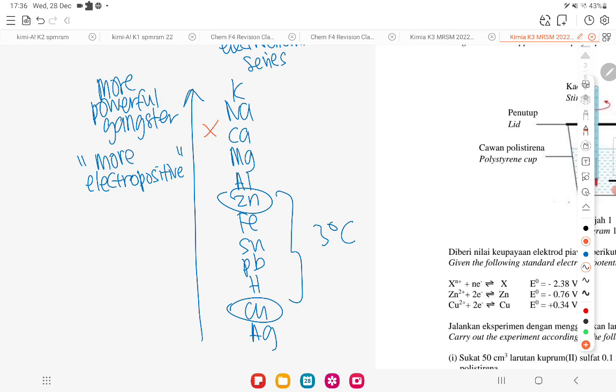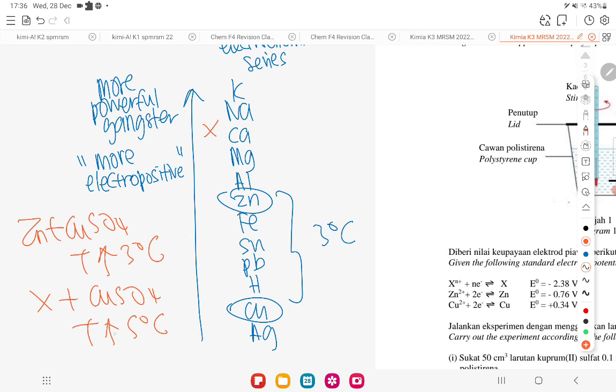So although we didn't know where is the metal X, we look at the temperature. We know already, zinc and copper sulfate temperature increased by 3 degrees Celsius. The X and copper sulfate temperature increased by 5 degrees Celsius. So since the temperature increased more, you can expect the metal X should be even higher than the zinc. Okay, metal X should be even higher than zinc.